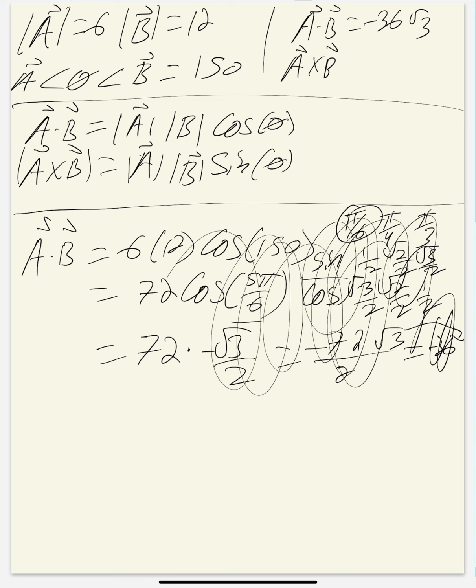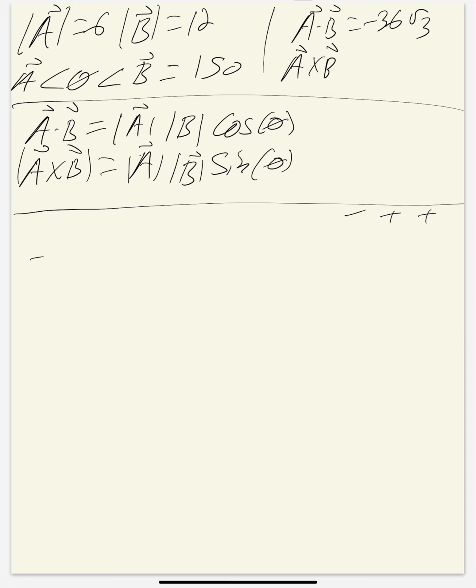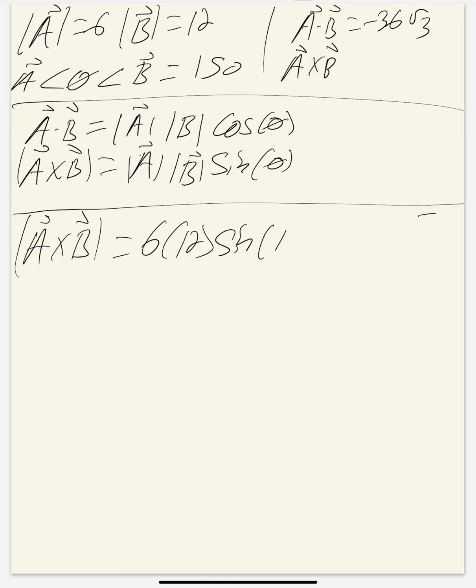And for the cross product, we're going to do the exact same thing, except for cosine, we just substitute sine in. So let's do that now. The cross product of A and B is equal to 6 times 12 times sine of 150. So this is 72. And sine of 150, again, is going to be the same as sine of 5 pi over 6. And let's set that graph up one more time.